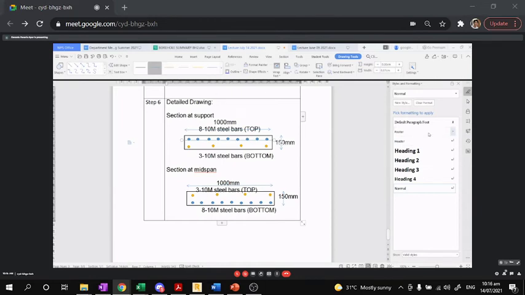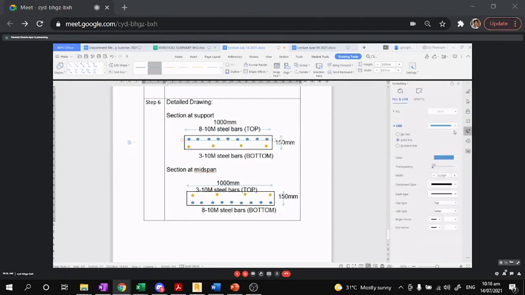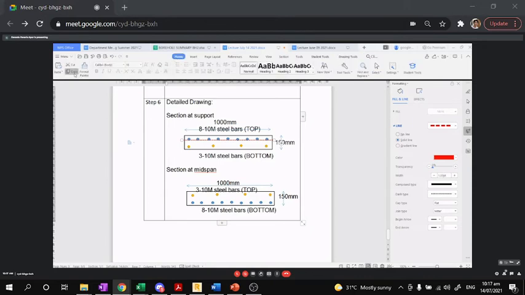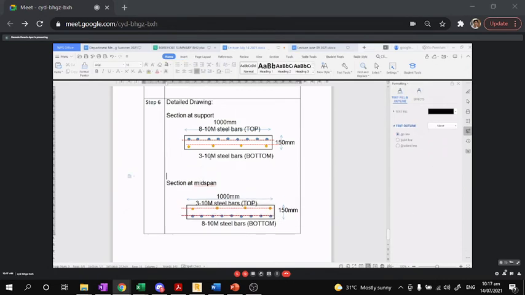Record it. This is the format. This is it. Okay. These are what they call temperature bars. So, I will just put it in the legend. Legend. Temperature bars.